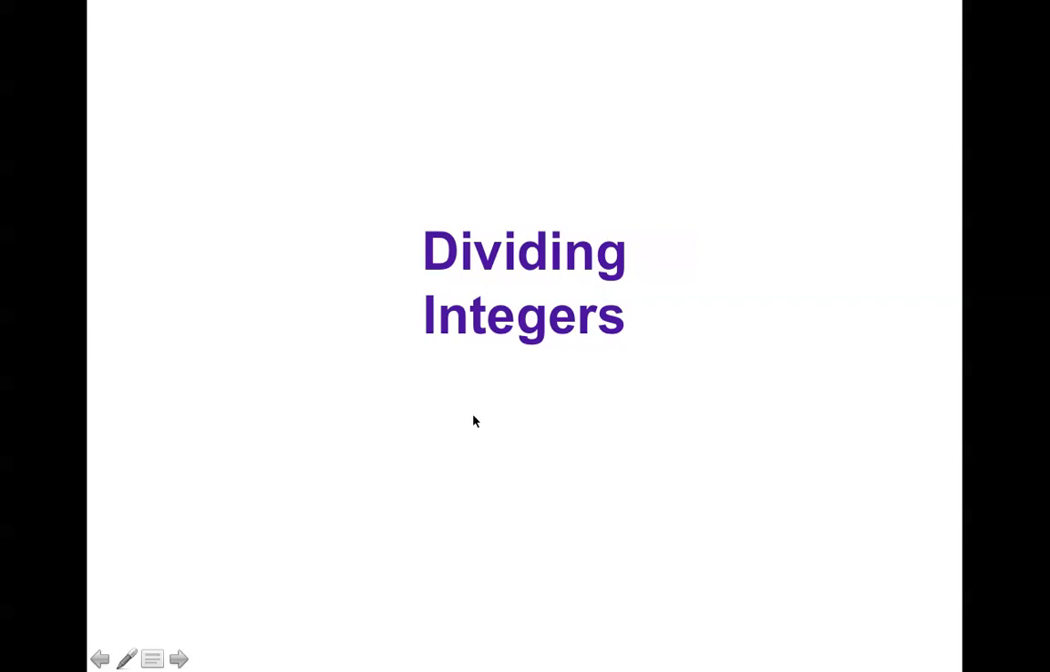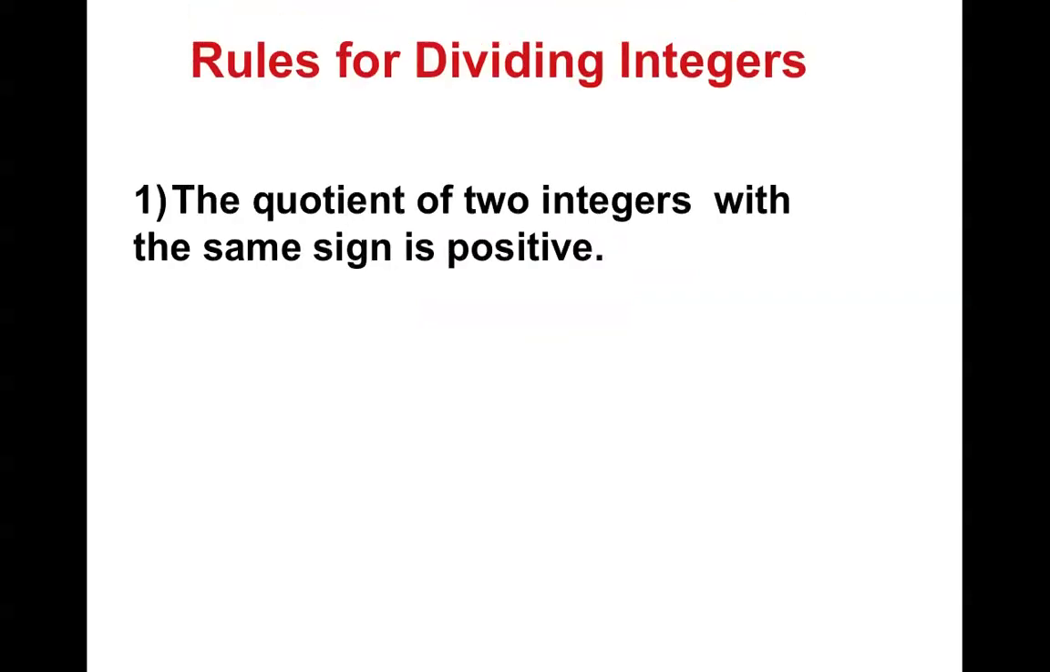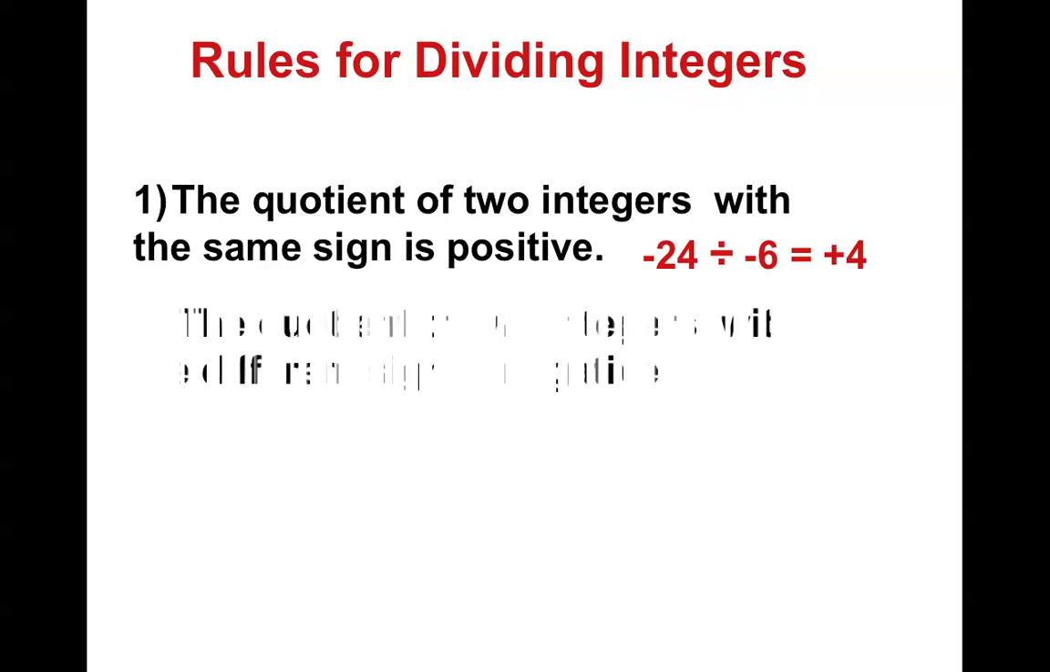Now dividing integer rules will be very similar to multiplying integer rules, as we've learned with other areas of math like fractions and decimals. Basically the rules for dividing integers are the exact same rules for multiplying integers. The quotient, or the answer to a division problem, of two integers with the same sign is always positive. That means negative 24 divided by negative 6 will equal positive 4.